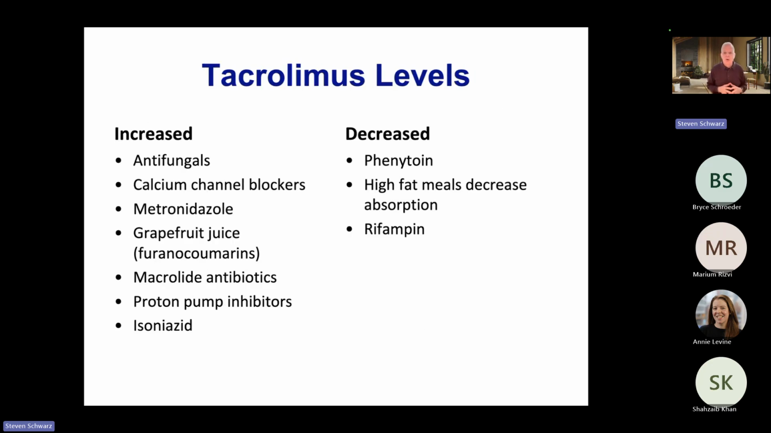Just like cyclosporin, tacrolimus levels can be influenced by co-administered drugs, increased to the left, decreased to the right. Grapefruit juice, of course, just like statins, because of the effect on the cytochrome P450 system, will increase levels for both tacrolimus and cyclosporin.